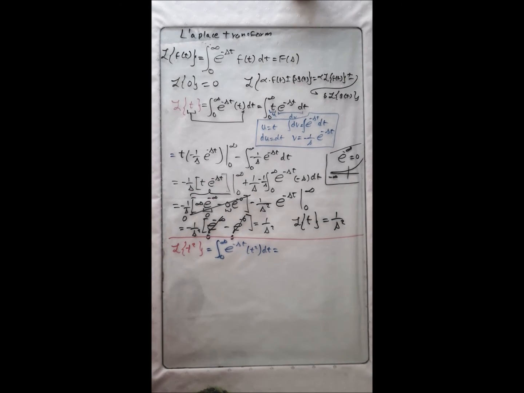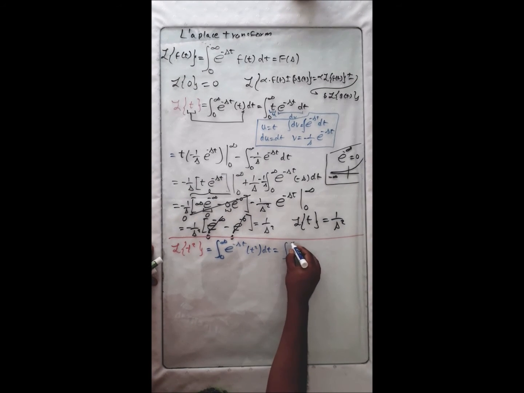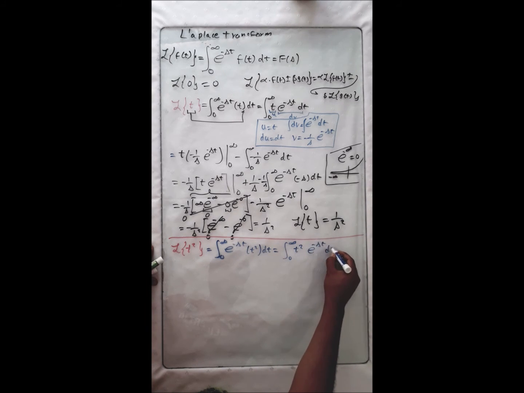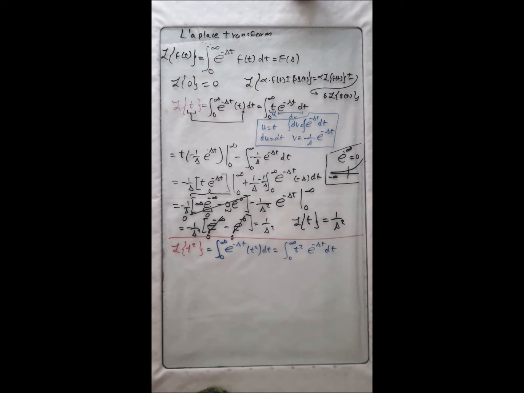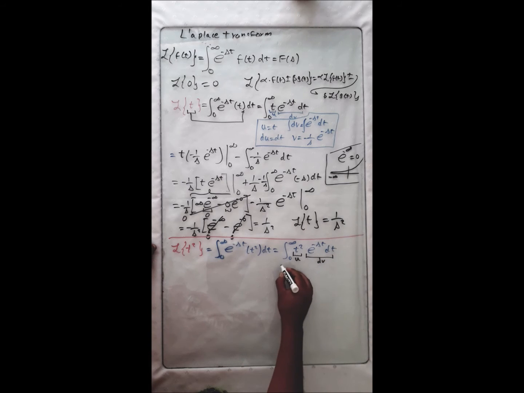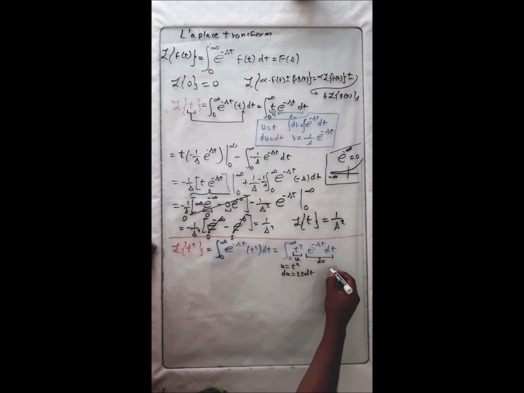Okay, so let's do this. Integral from 0 to infinity of t squared e to the minus st dt. We have to apply integration by parts again, and it looks like we have to apply it twice because of this t squared. So this is going to be u, this is going to be dv. So u is equal to t squared, du is 2t dt. dv is equal to e to the minus st dt. So v is equal to minus 1 over s, e to the minus st, if you apply the integral here.